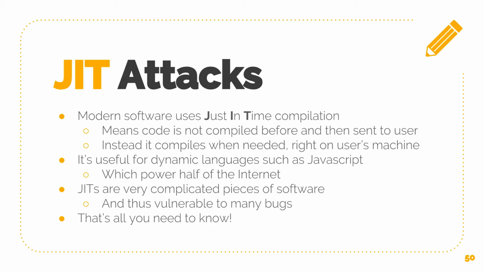There are also JIT attacks, which are attacks on just-in-time compilation. These are very complicated attacks. A lot of modern software uses a just-in-time compiler. It comes along with the code, and it compiles the code as it runs. These are really hard to reason about, really hard to protect, and really hard to exploit. But these are becoming more and more common because they use dynamic languages such as JavaScript, which powers half of the internet. These are very complicated pieces of software, and thus they're vulnerable to many bugs, and that's all you need to know about JITs.